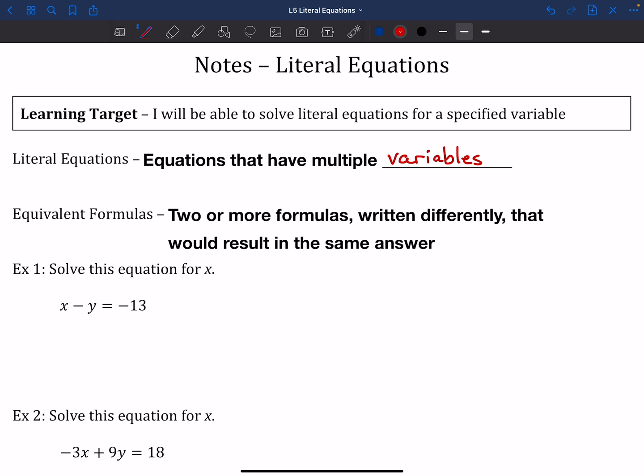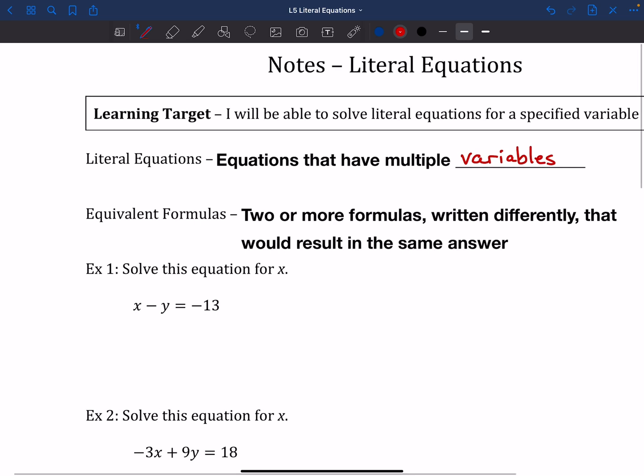And what we're going to do is write them in equivalent forms, right? We're going to be moving stuff around to get an equivalent formula. That's when you've got two or more formulas written a little bit differently, right? Variables in a slightly different spot, but they'll result in the same answer. And when I say a different spot, that doesn't just mean swap where the x plus y is, right? It means that we're actually moving more stuff around in the equations. So let's just jump right in.